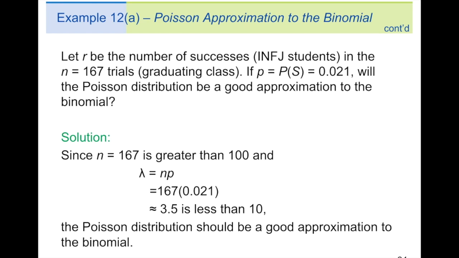Let r be the number of successes, INFJ students, in the n equals 167 trials, the graduating class. If p equals 0.021, will the Poisson distribution be a good approximation to the binomial? Well, we just see if n is greater than 100. Yes, it is. And is np less than 10? Yes, it is. So the Poisson distribution should be a good approximation to the binomial.